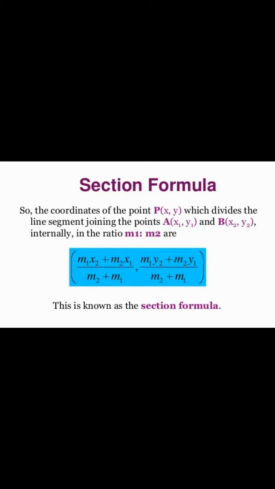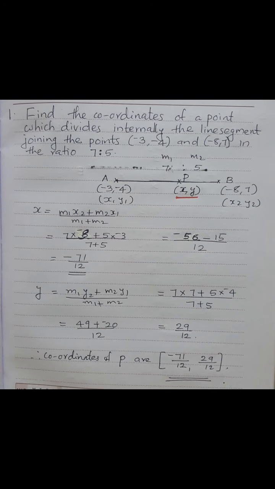So the four things related with the problems in section formula are the endpoints of the line segment, the coordinates of the point of division, and the ratio of division. Keep in mind. Let's move to the problems part. See the first question. Find the coordinates of a point which divides internally the line segment joining the points (-3, -4) and (-8, 7) in the ratio 7:5. This type of problem we already discussed, but still let's see how the problem can be done.